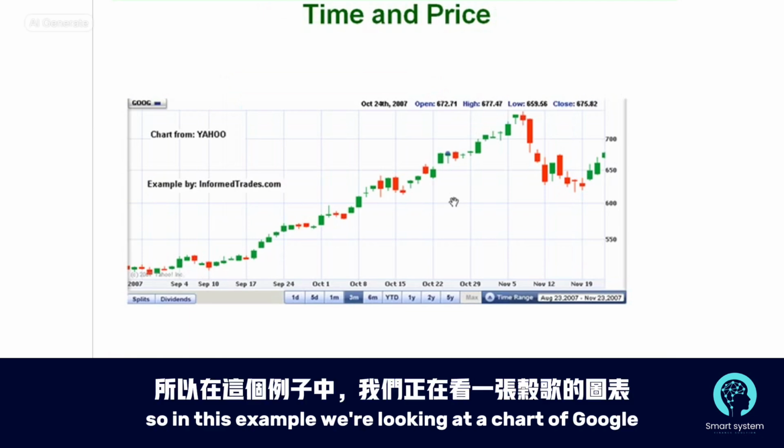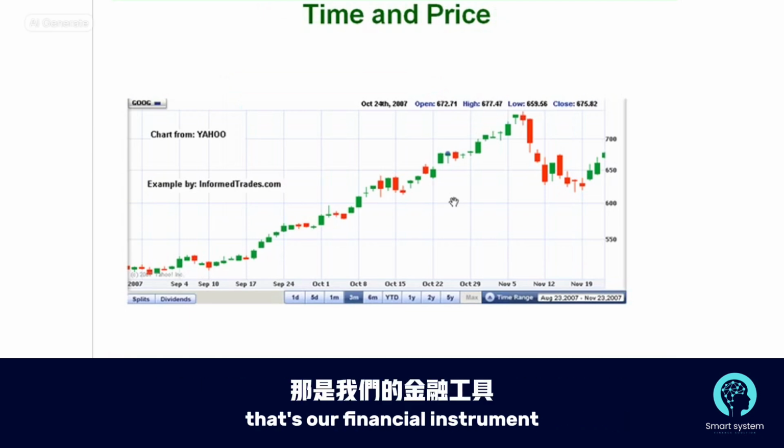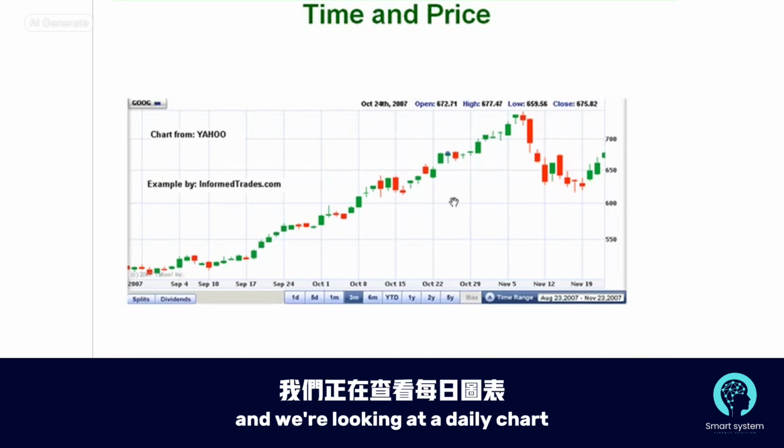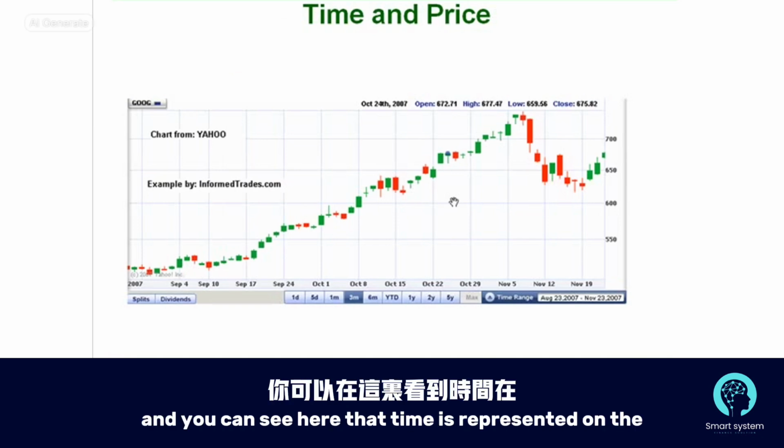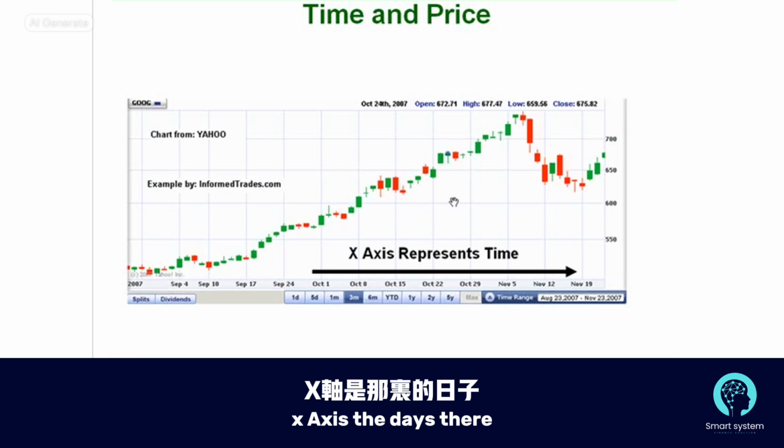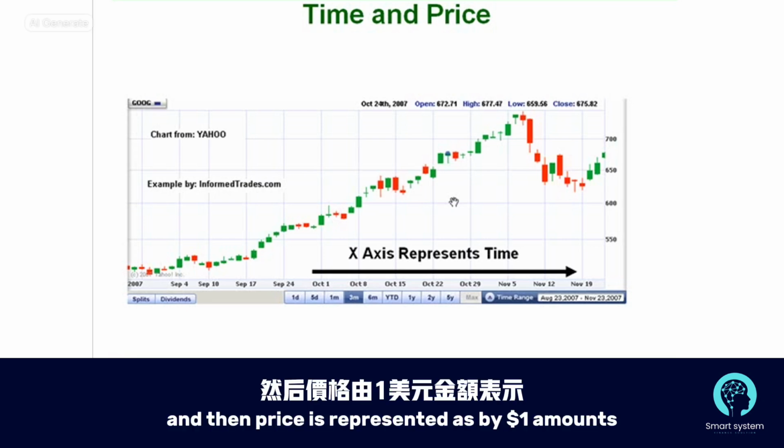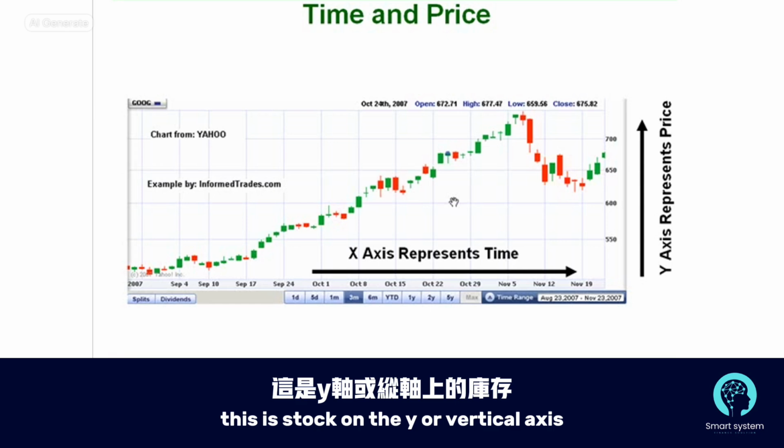So in this example, we're looking at a chart of Google. That's our financial instrument, and we're looking at a daily chart. And you can see here that time is represented on the x-axis, the days there. And then price is represented by $1 amounts, this is stock, on the y or vertical axis.